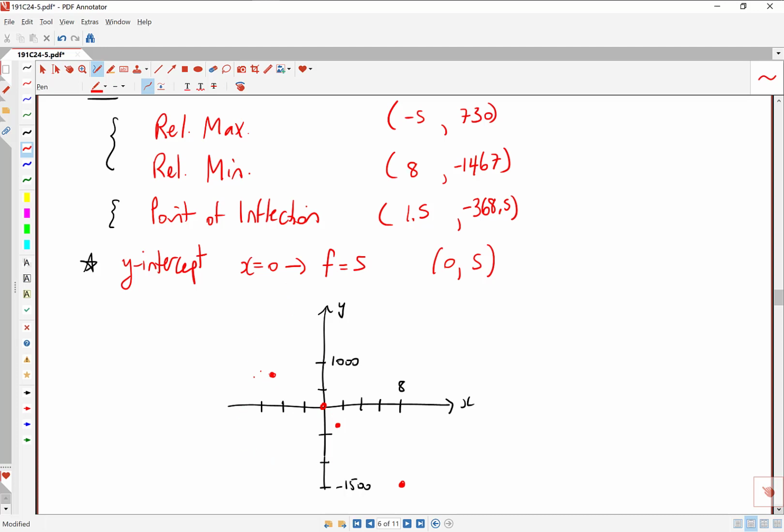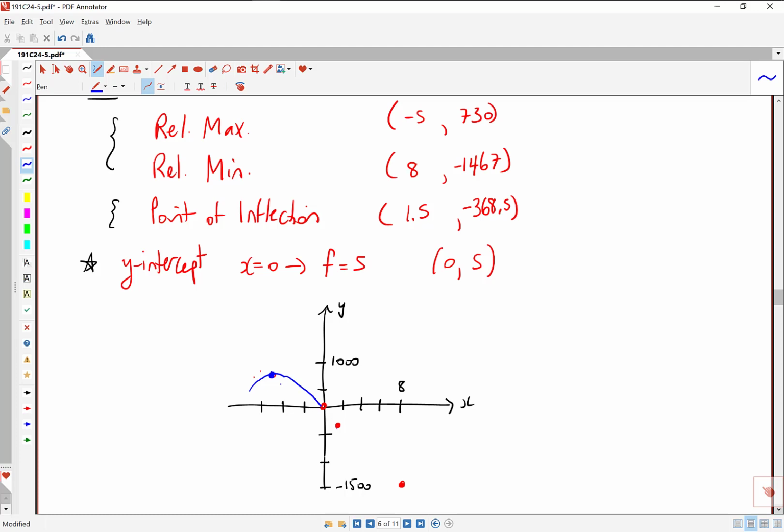So this point, -5, 730, just draw it in blue here so we can see where we're looking. That's a relative maximum. So in other words, a hilltop. So that tells us that our function is coming up to that point and then decreasing after that. Okay, and then it's going to go over as far as 0.5. So it's doing something like that.